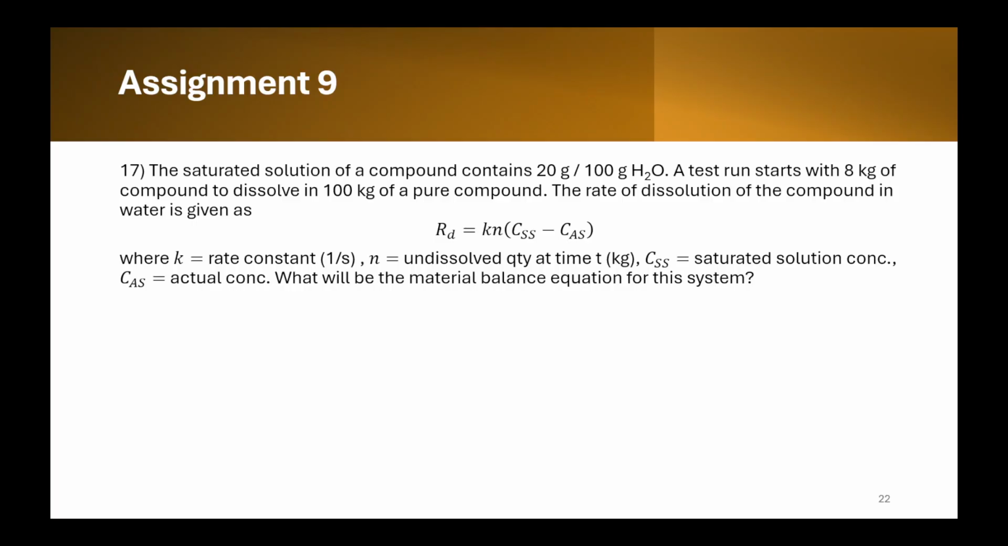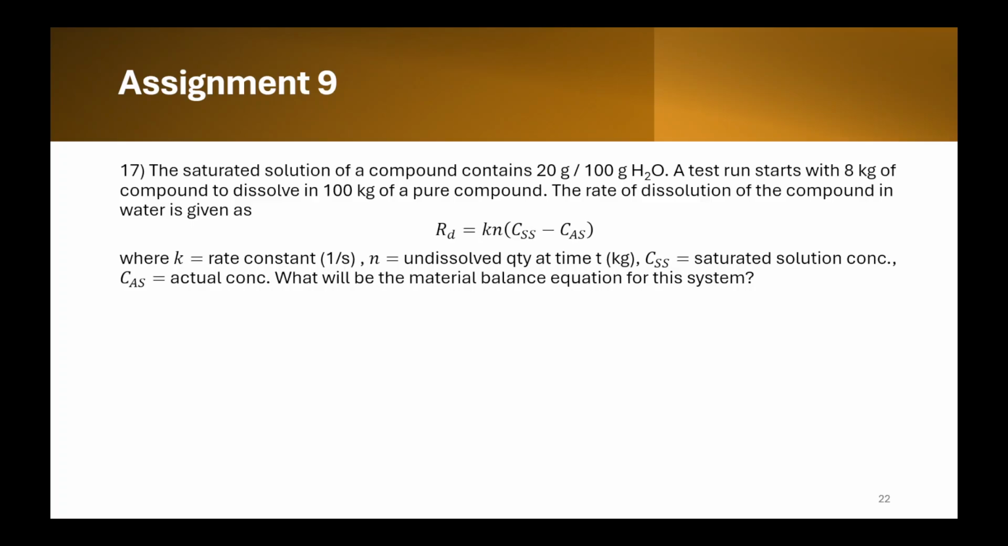Next question. The saturated solution of a compound contains 20 gram of that compound per 100 gram of H2O. A test run starts with 8 kg of compound to dissolve in 100 kg of pure water. The rate of dissolution of the compound in water is given as Rd = Kn(CSS - CAS), where K is the rate constant in second inverse unit, and n is the undissolved quantity of that compound at any time t in kgs. CSS is the saturated solution concentration and CAS is the actual concentration.